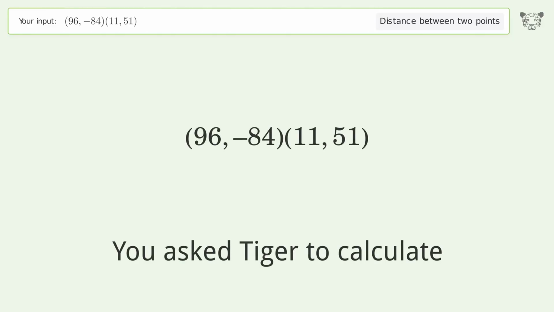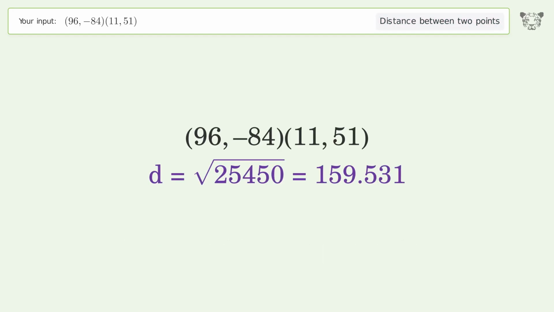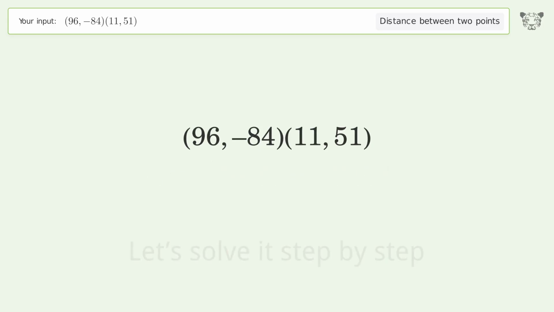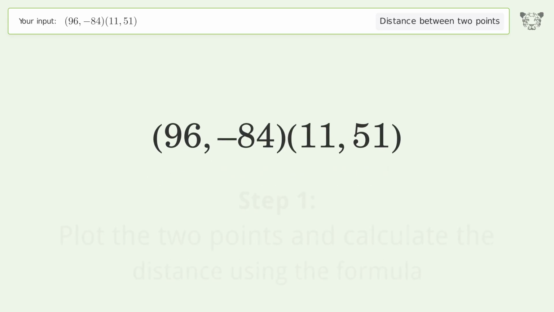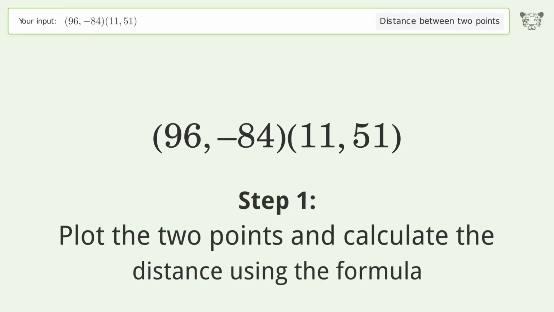You ask Tiger to calculate. This deals with the distance between 2 points. The distance between the 2 points is the square root of 25,450 or 159.531. Let's solve it step by step. Plot the 2 points and calculate the distance using the formula.